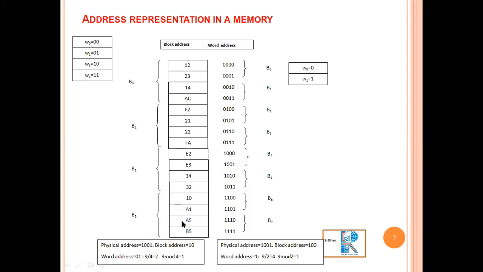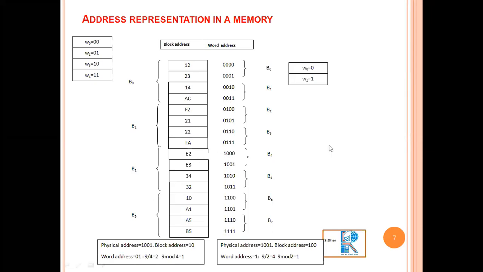And 1, 2, 3, 4. This is for block 3. That means there are 4 blocks. Each contains 4 words. So 4 into 4, 16. So we'll get 16. On the right hand side, there are 8 blocks. Each contains 2 words. 8 into 2, 16. Again, we got the 16 addresses.